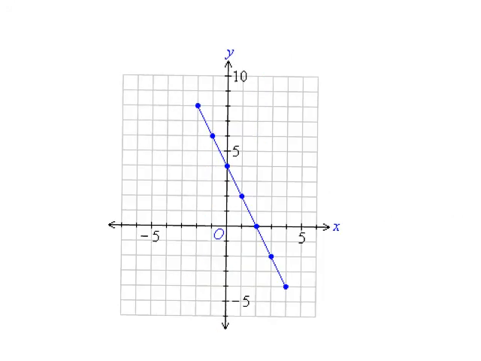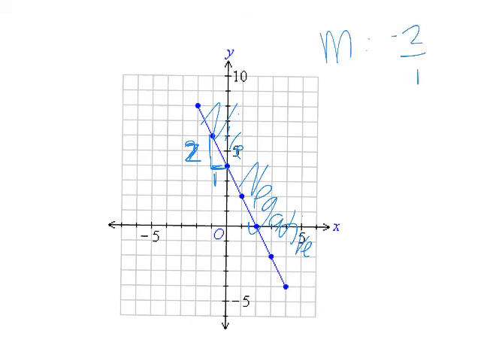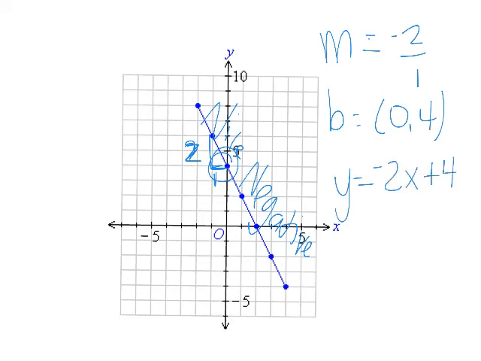Let's find our slope. Our run is 1. Sorry, why do I always confuse those? Run is how far over we go. We run across. Rise is whether we go up or down. Our rise is 2. Slope Dude would say, nice, negative. So that means our m is negative 2 over 1. And then our b, where does it cross the y-axis? At 0, 4. So our equation is y equals negative 2x plus 4. Easy peasy, right?